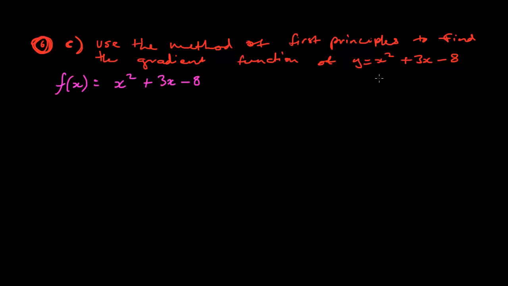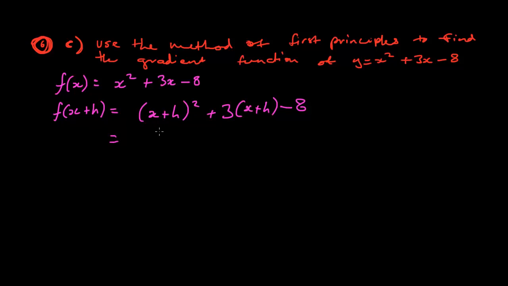Now, what I need to find is f(x plus h), so let's just do that. Now all you have to do is substitute this x plus h into where all the x's are here. So that's exactly what I'm going to do: (x plus h) squared plus 3(x plus h) minus 8. Now, we can expand this already. So we can say x squared plus 2xh plus h squared plus 3x plus 3h minus 8. Now, that's our f(x plus h).